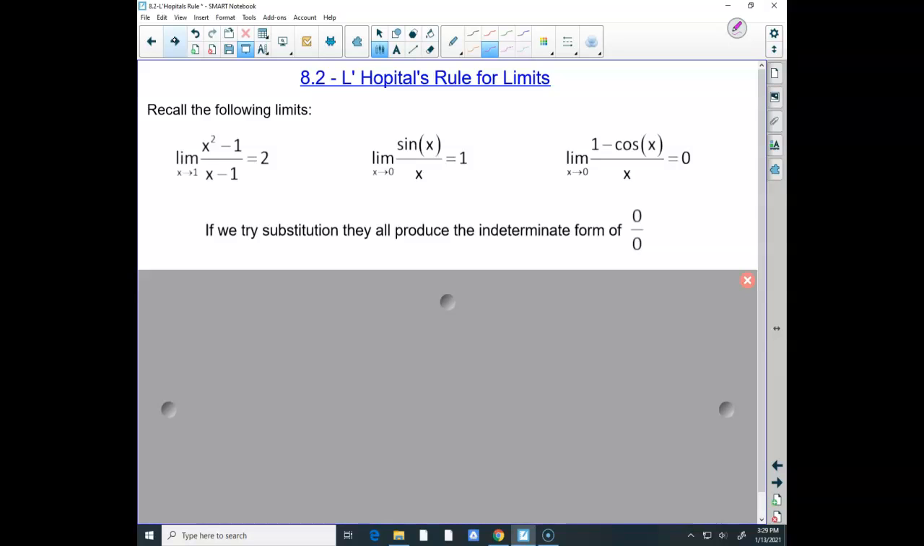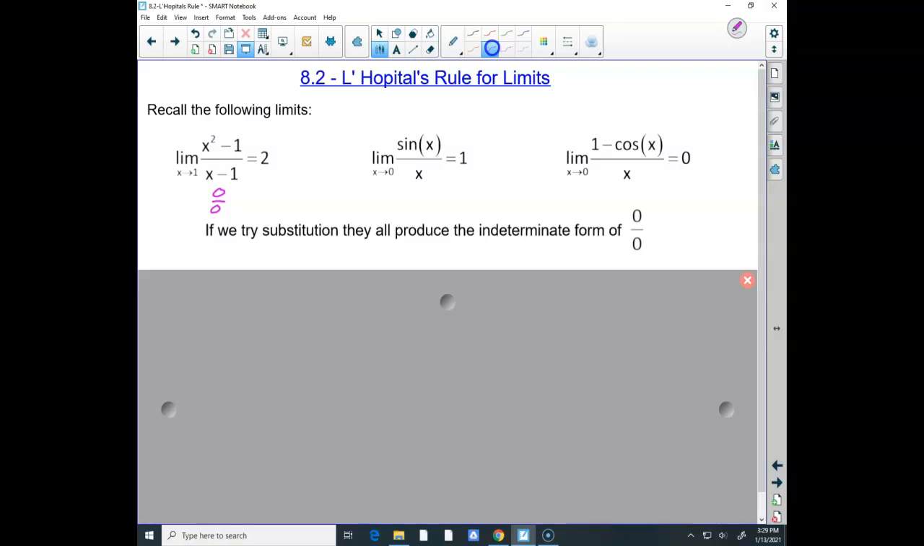So L'Hopital's rule is a rule for when we get indeterminate forms of 0 over 0 or any form of infinity over infinity. So recall limits back in chapter 2 when we first started doing limits. Well, if we tried substitution, which is what we always should try first, we know this limit, when I plug in 1, is going to give me 0 over 0. And what did that tell us? That told us, hey guys, you need to work a little bit harder.